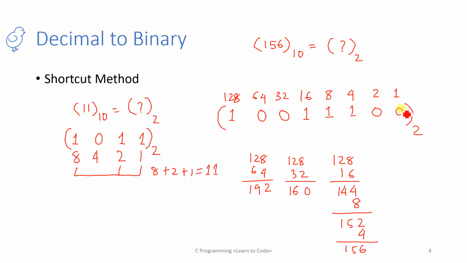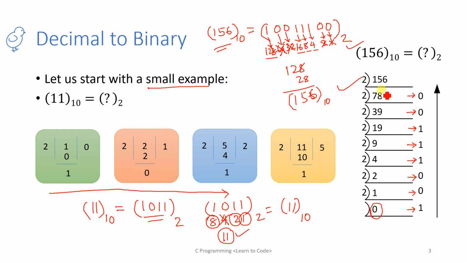1001100. So the same answer you will get by using the shortcut method. By shortcut method, you can write the formula first, then you have to find out the addition result. But yes, when the number is very big, then it is quite difficult to find out the binary equivalent using the shortcut method also, as well as this normal method also, because you need lots of division, right?